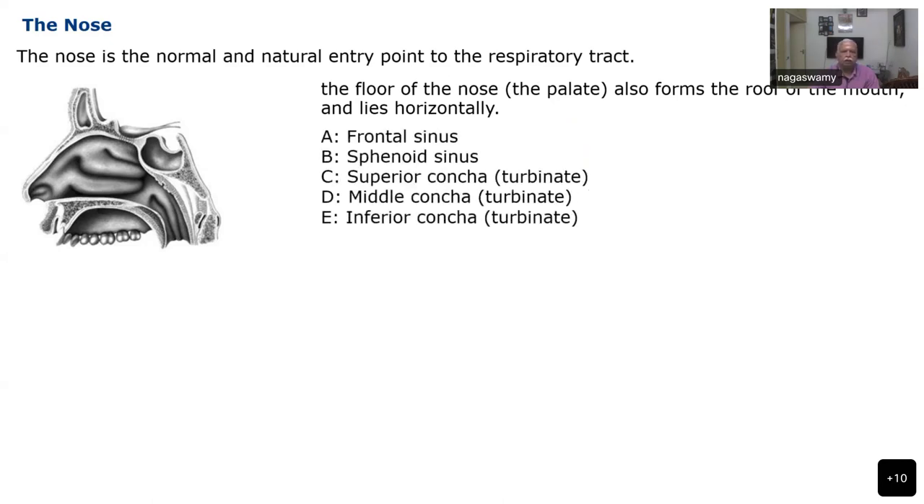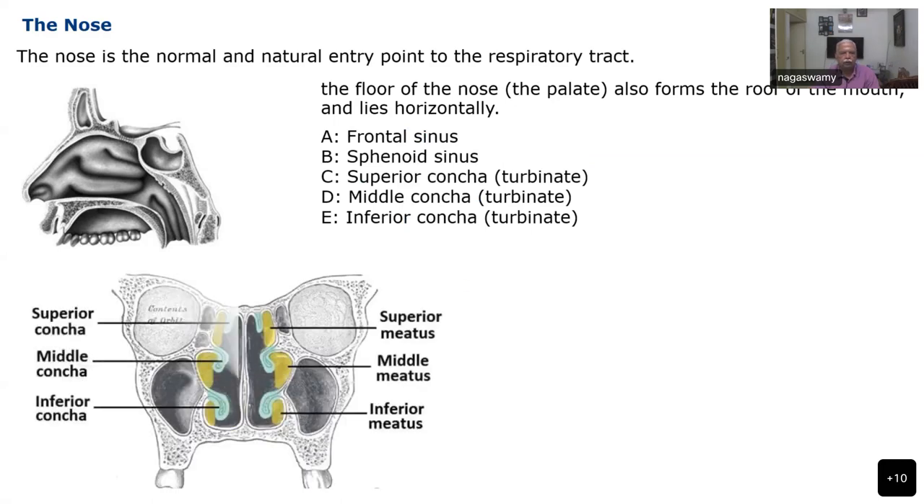And you have the frontal sinus, sphenoid sinus, superior concha, middle concha or turbinate, and inferior concha. All these things are connected to your nose. And the recess below the concha, the turbinate, is called the meatus. So we must have some knowledge about the superior meatus, middle meatus, and inferior meatus, and of course what are all the ducts or openings present in these.